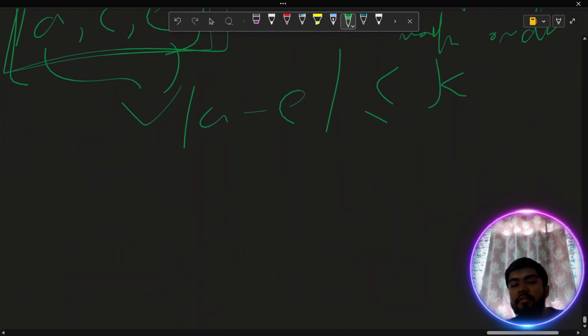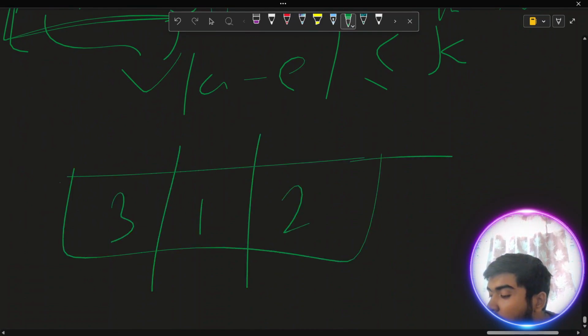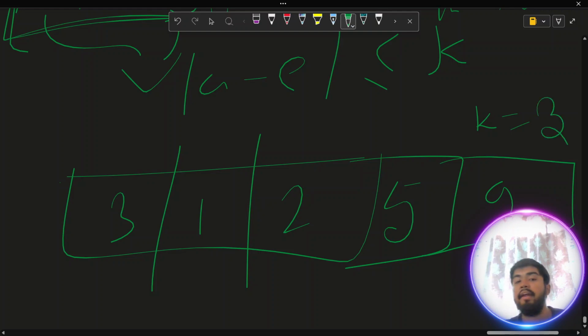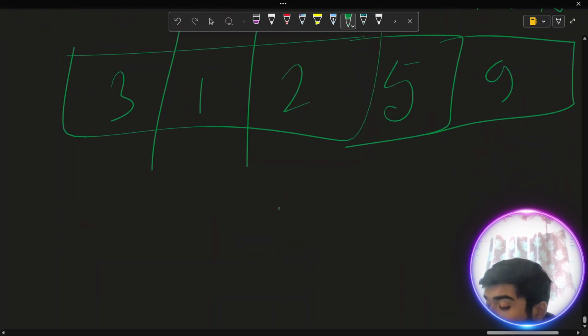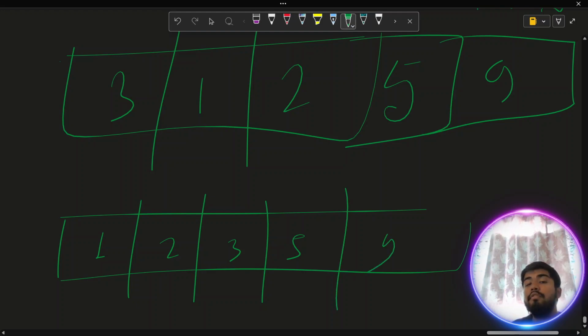So now let's consider an example test case: 3, 1, 2, 5, and let's suppose we have a 9 here, right? Let's suppose I consider my k equals 3. So I am going to sort it for sure. It becomes 1, 2, 3, 5, 9, and I have k equals 3.